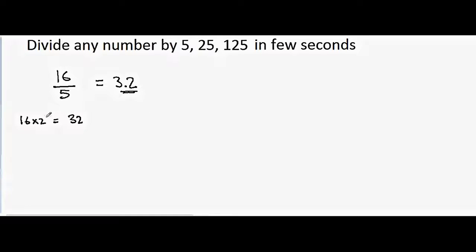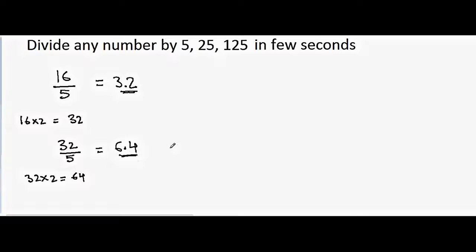What I did is I just doubled the number, and then I put a decimal after one digit on the right. Again, suppose I have 32 and I want to divide it by 5. In this case, the answer will be 32 times 2, which is equal to 64, right? Then I put a decimal after one digit, so that is 6.4.